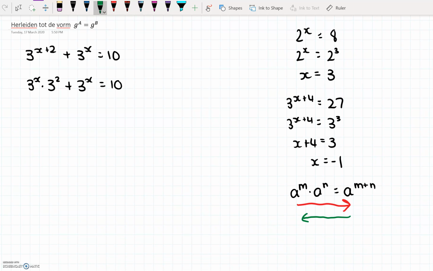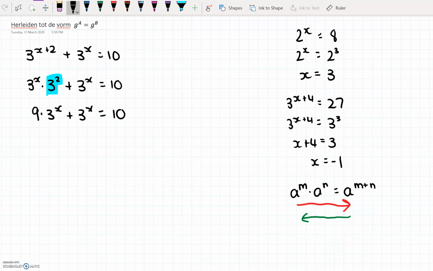Now, we can simplify this 3 squared. Okay, we're not going to write it as 3 squared anymore, we're going to write it as 9. So we have 9 times 3 to the power of x plus 3 to the power of x is equal to 10. At the moment, this doesn't look much more helpful. Okay, we're going to throw in an extra step here. You don't normally need to do this, but I want to do it to explain to you how this works.